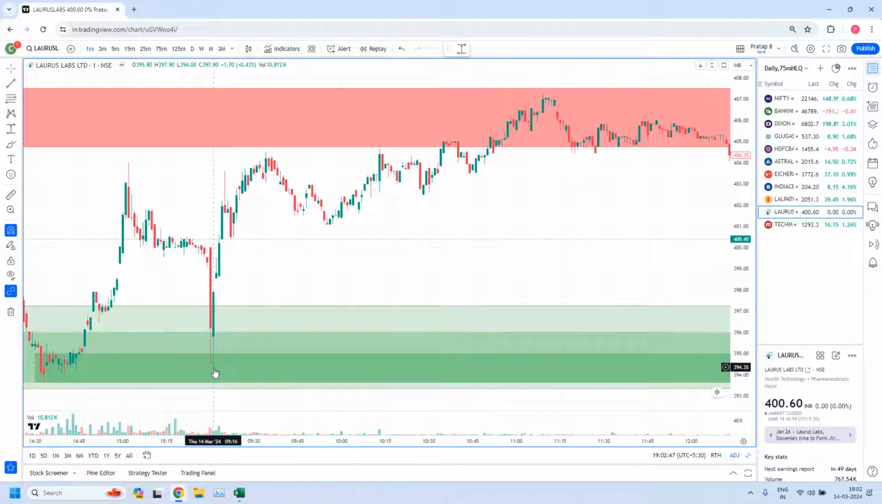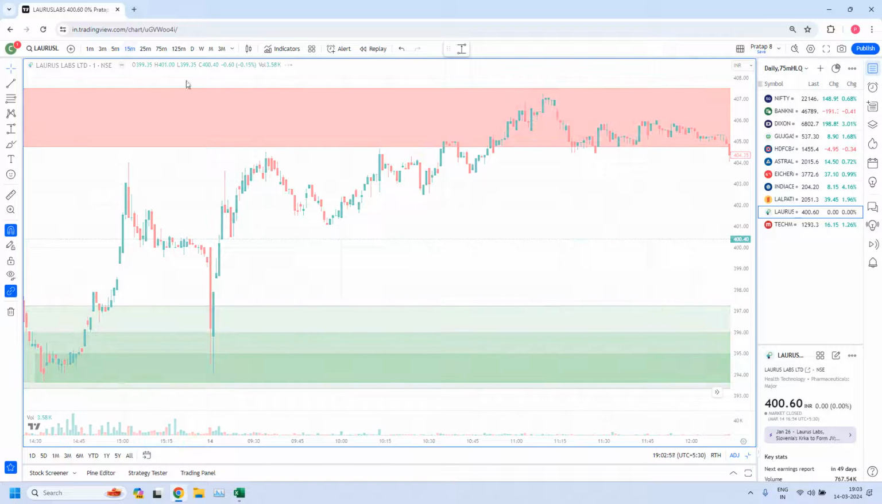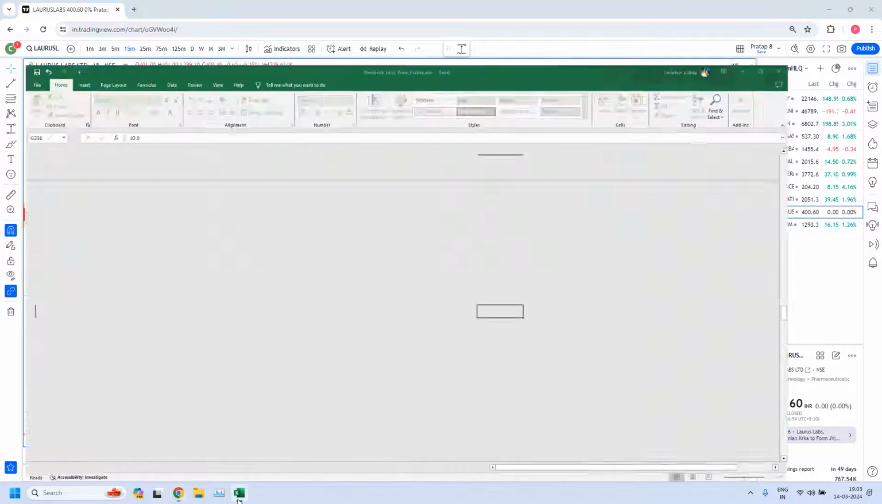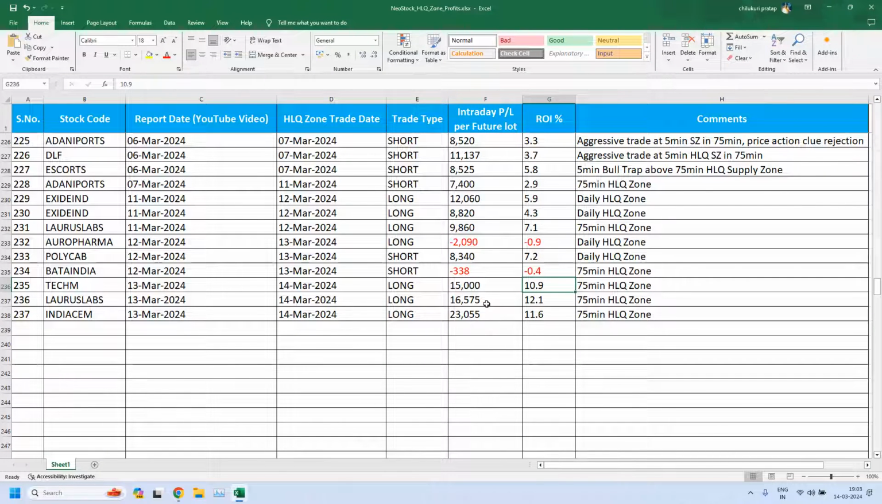So here we got the entry at the 9:16 candle, and finally it reached the target at the 10:35 candle. And this is the way Laurus Labs has given a profit of 16,575 rupees, which is a 12.1% ROI. Excellent ROI.